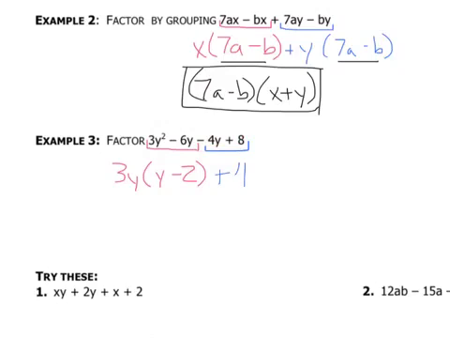So if I take a positive 4 out, what is negative 4y divided by 4? Negative y, right? And then what's 8 divided by 4? Plus 2. Are my parentheses the same?